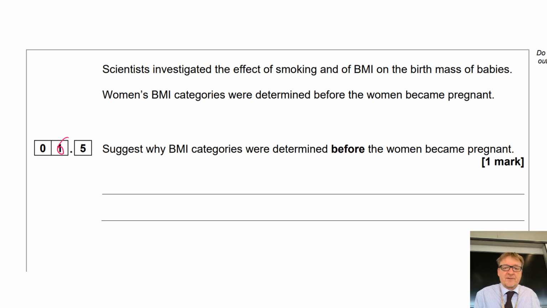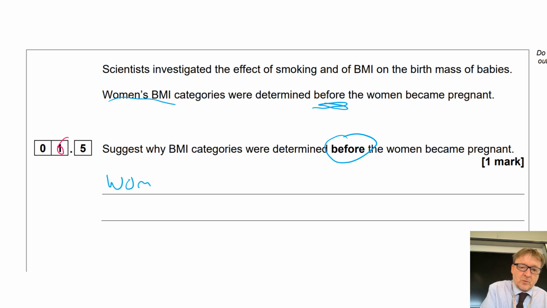Question number 1.5. Okay, so scientists investigated the effect of smoking and of BMI on the birth mass of babies. Women's BMI categories were determined before the woman became pregnant. Okay, so they're looking at women's BMI, pregnant women, and it is before women became pregnant. Okay, so 1.5 suggests why BMI categories were determined before the woman became pregnant. All right, so women gain weight during pregnancy.